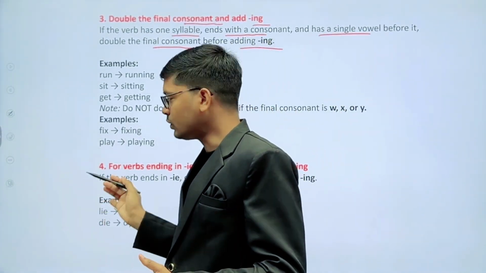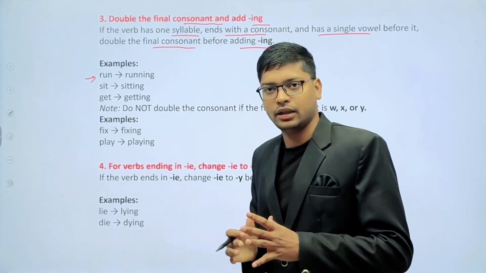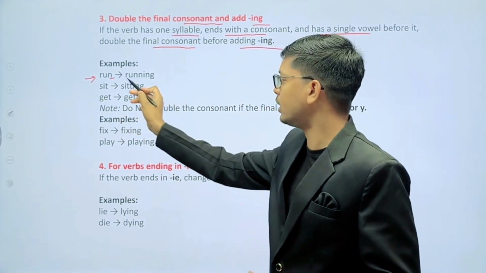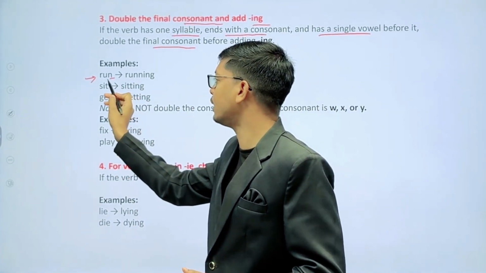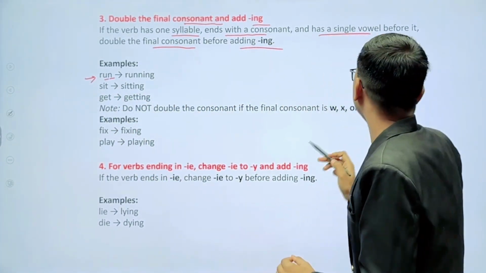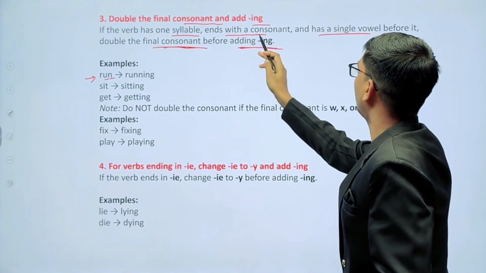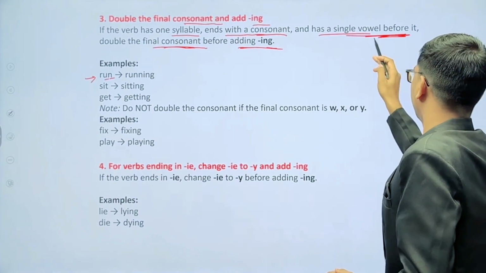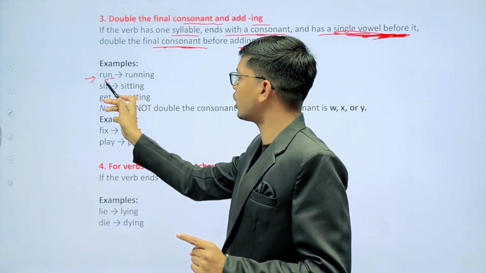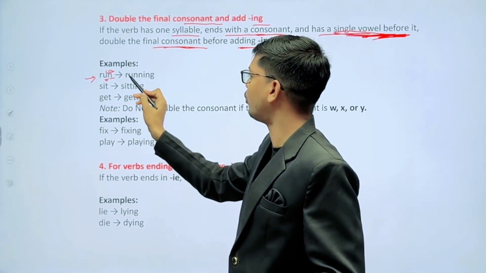Run. Run is a verb. At the end here is a consonant, n, and before the consonant there is a vowel, u. You double the final consonant before adding ing when the consonant has only a single vowel before it. Here there is only a single vowel u before the consonant, so we double the final n.